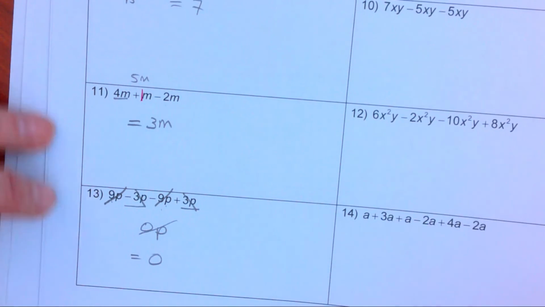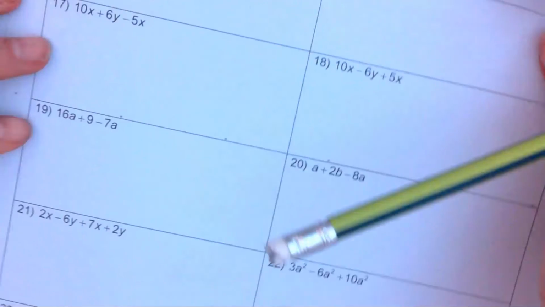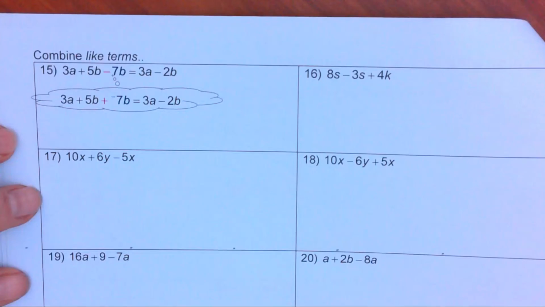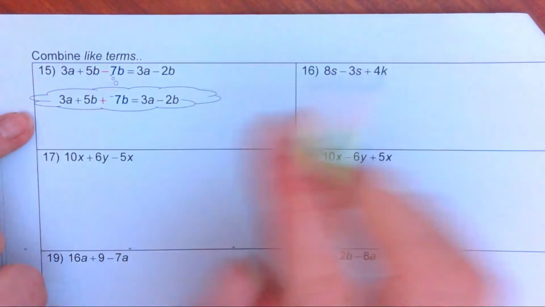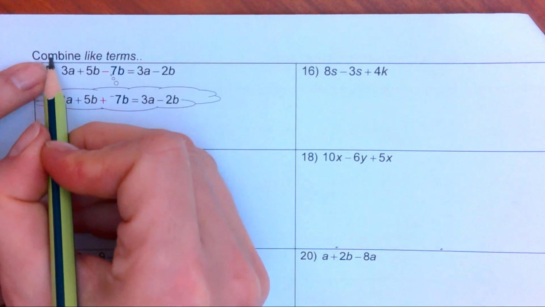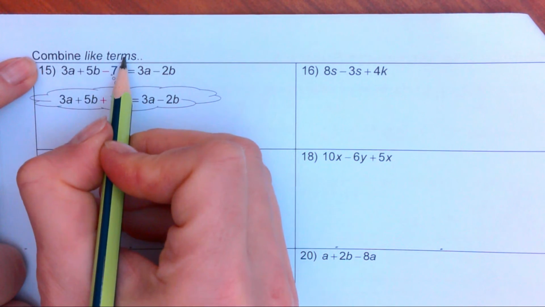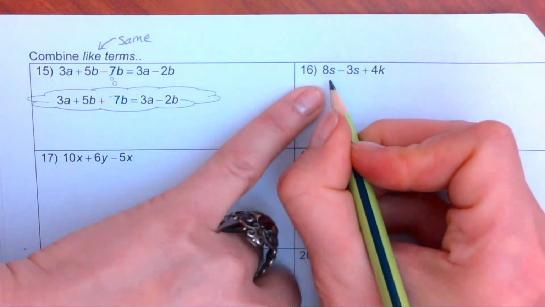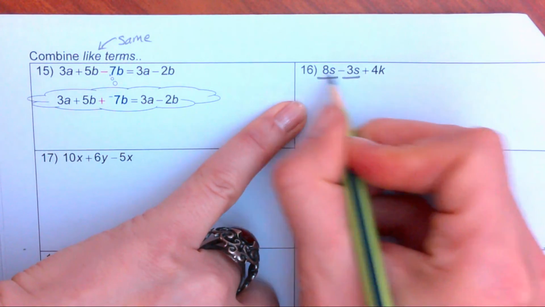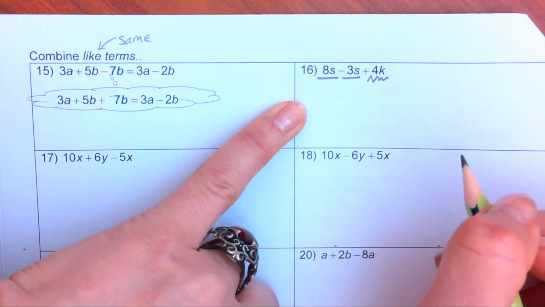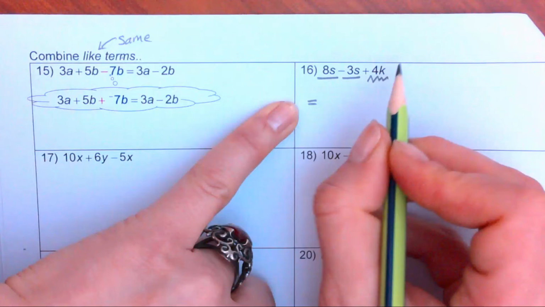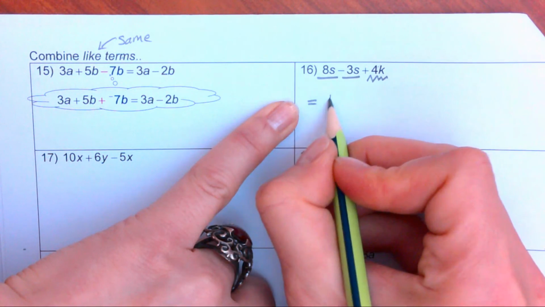Let's turn the page. So we're on page 8 now. Okay. So it says combine like terms. That means put together the terms that are the same. Like terms. So here, S's, those are like terms, but K is not. Okay, so what would go first in alphabetical order? K comes first. I would write 4K.